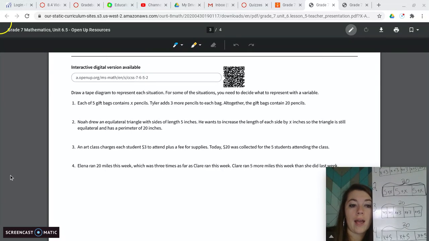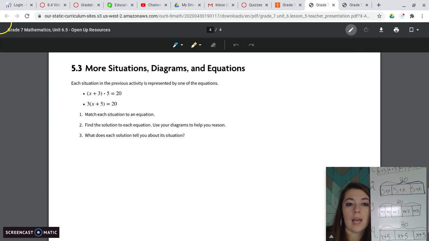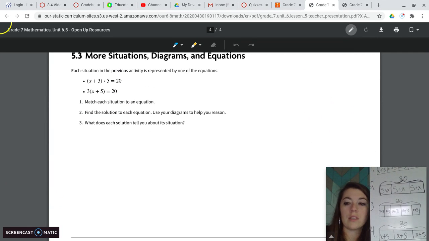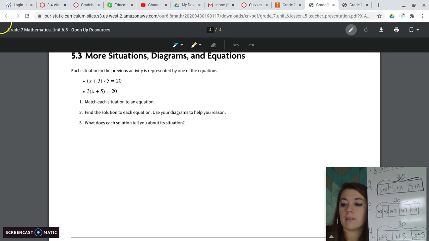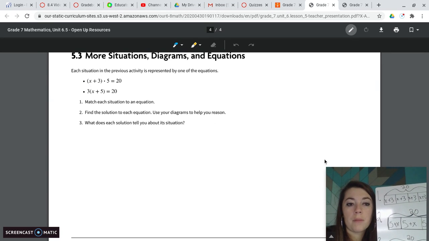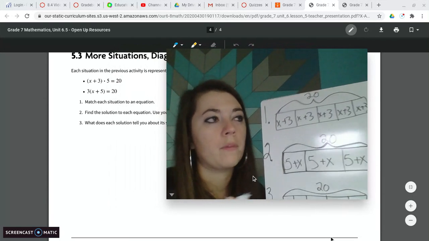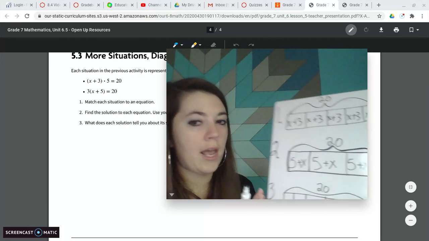Now, just like on the last one, we have the equations and we want to match them to the situations and explain what they mean. So the first one, we have x plus 3 times 5 equals 20. So that's going to be 1 and 3.